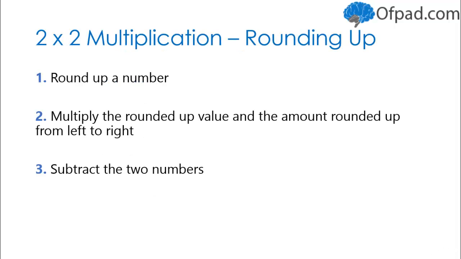Rounding up and multiplying is useful when the numbers end in 7, 8 or 9. To do that, round up a number, multiply the rounded up number and the amount you rounded up from left to right. Subtract the two numbers. Let us look at an example.